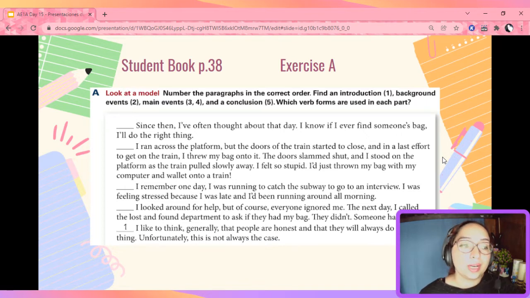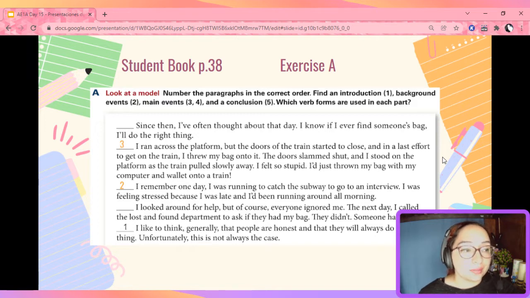Okay, so you already know that the first paragraph is, "I like to think, generally, that people are honest and that they will always do the right thing. Unfortunately, this is not always the case." Which one is paragraph 2 in your opinion? That's right, you should have this one: "I remember one day I was running." What about number 3?